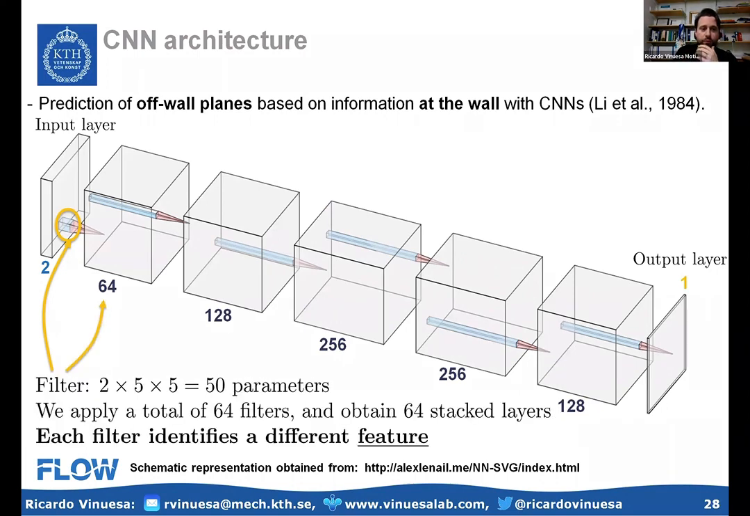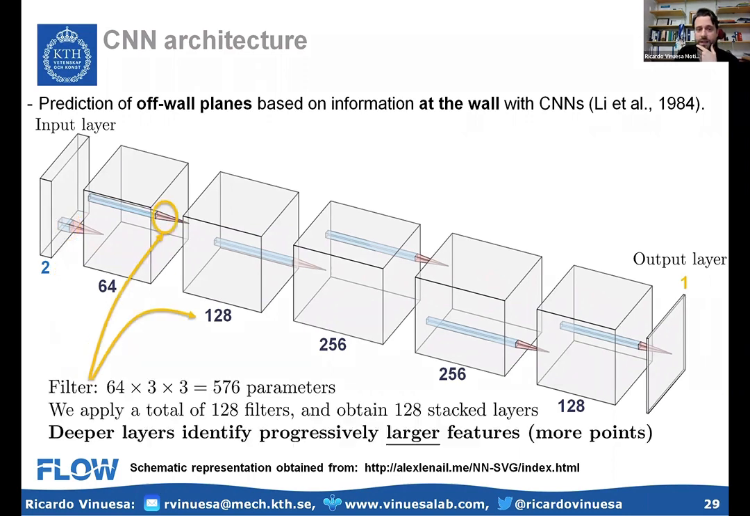And of course, when we go deeper into the network, each of these filters is identifying features on the input map. In the case of turbulent flows, these features can be streaky structures, regions of recirculation, regions of intense fluctuation. And as we go deeper into the network, the depth of the filter needs to match the number of feature maps of the previous layers. What we also observe, because of the definition of convolution, is that as we go deeper into the network, we can actually identify progressively larger features.